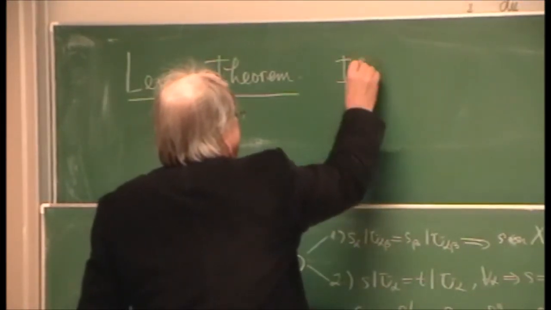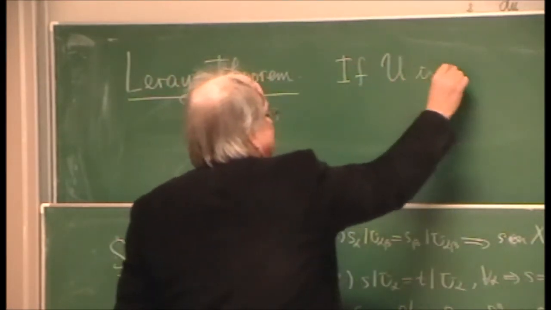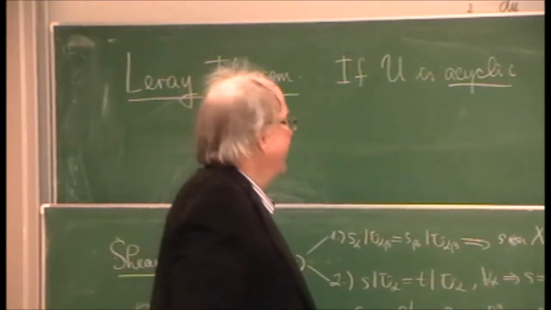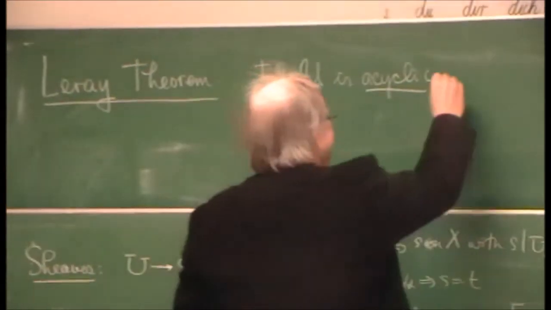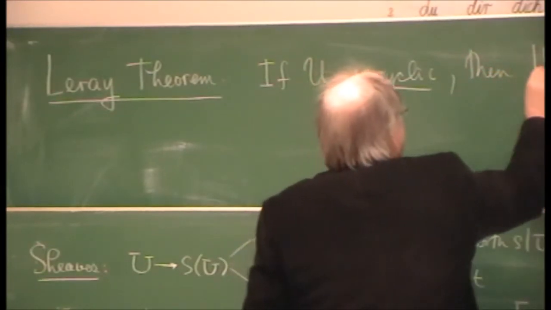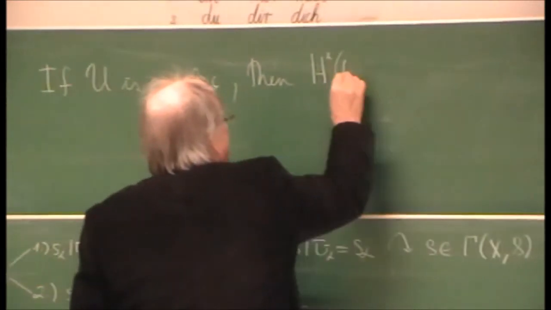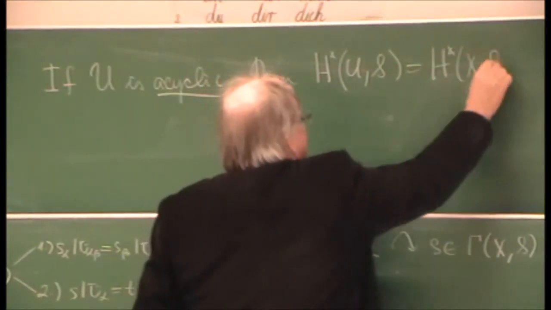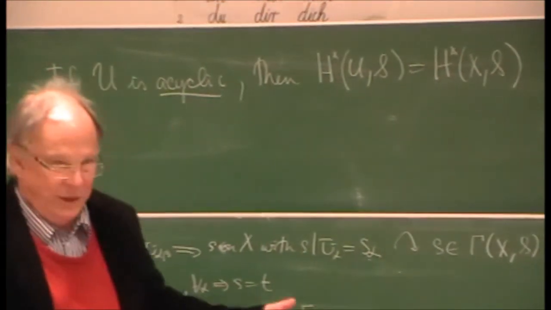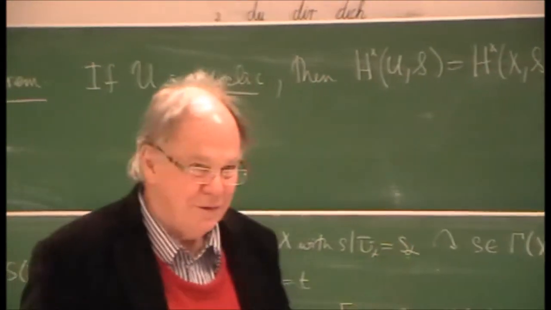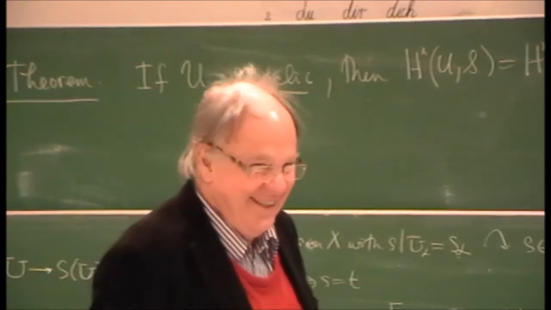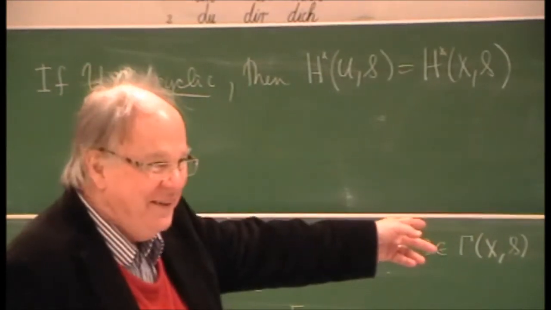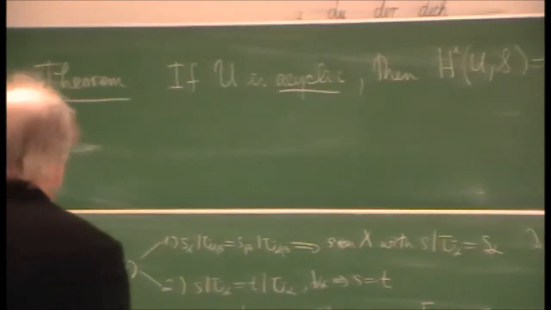Well, the rough statement is if U is acyclic, then the cohomology, the whole thing with coefficients of U, equals the cohomology of the coefficients. I haven't told you what acyclic is. You want to know what acyclic is, yeah? It means you don't have to go to this horrible direct limit, or inverse limit, I don't even know.